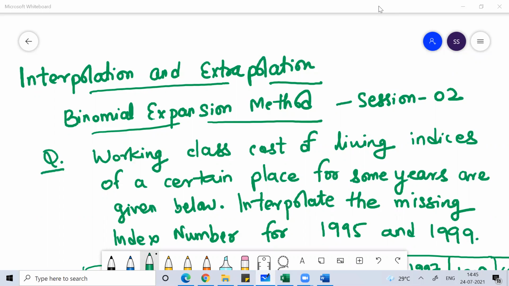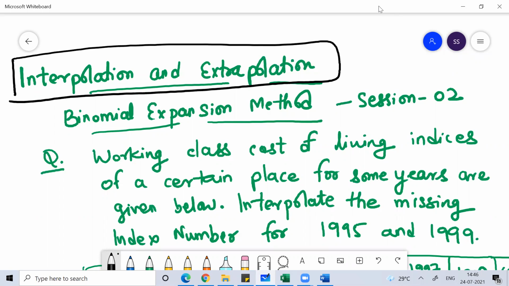Good afternoon, everyone. Welcome to the second class on the binomial expansion method, where we are doing a very important topic in statistics for second PU students, that is interpolation and extrapolation. Interpolation and extrapolation is a very important topic for second PU students in the subject called statistics. In that we are studying a very important topic called the binomial expansion method.